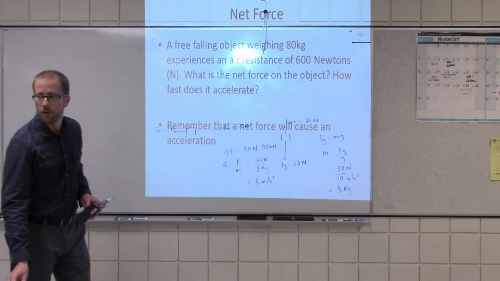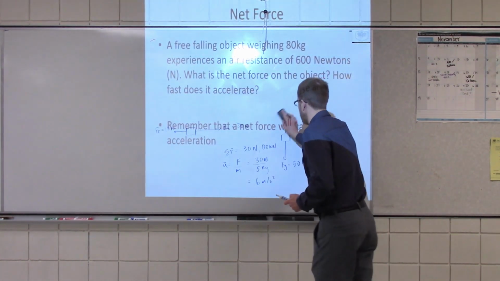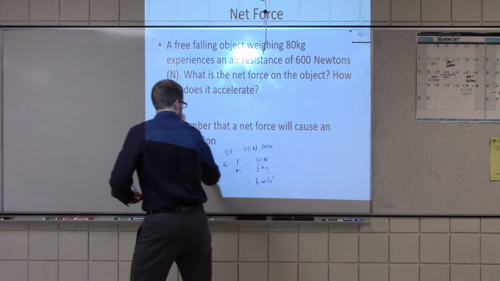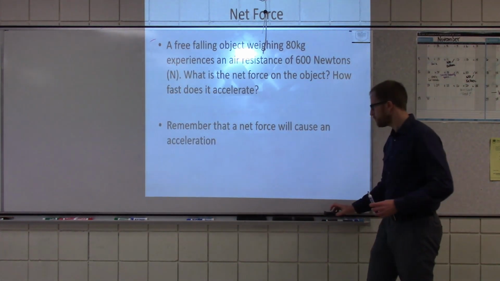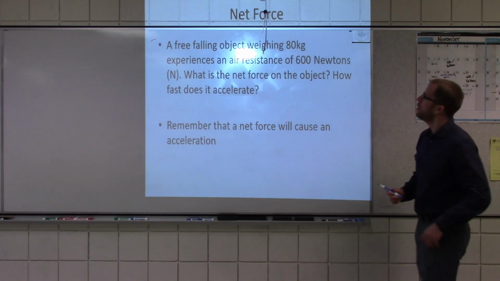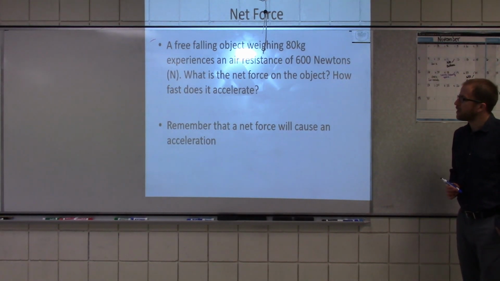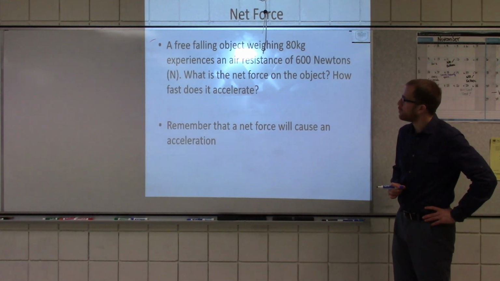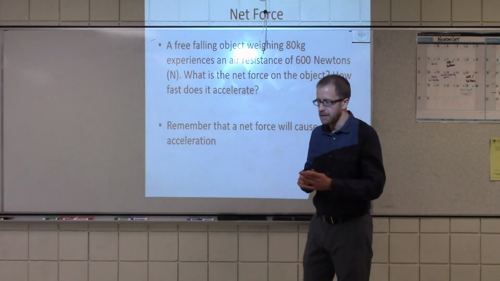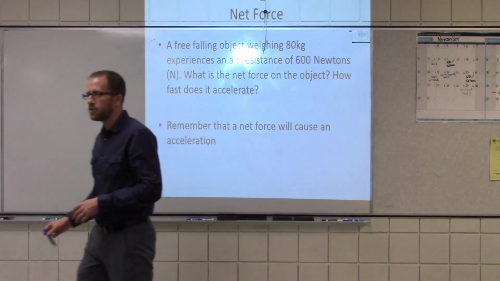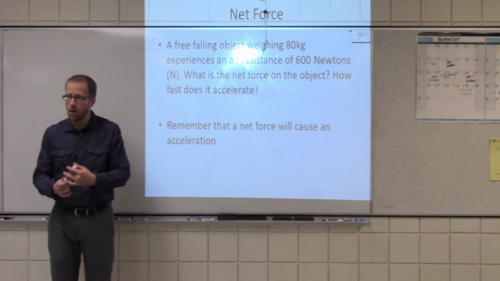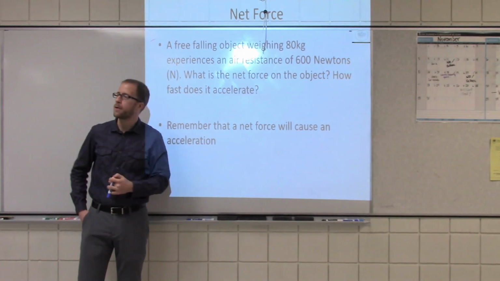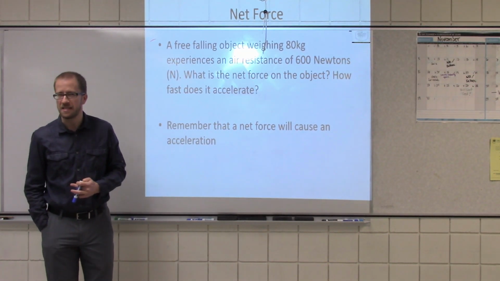All right, let's look at another example here. A free-falling object weighing 80 kilograms experiences an air resistance of 600 newtons. What is the net force on the object, and how fast does it accelerate? So based on what I just showed you, take a minute right now. I want to see if you can try to do this on your own. So try to figure out the net force and the resultant acceleration.